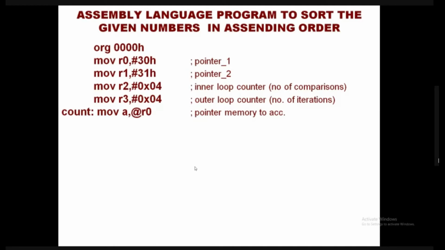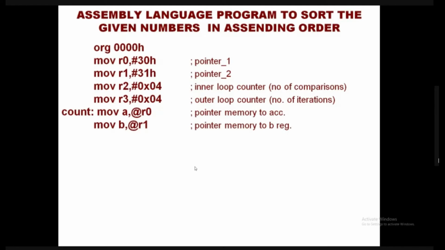First number to be compared has reached the accumulator. Second number to be compared must reach the B register. You see, MOV B comma @R1. Second number to be compared is reaching the B register from the data memory location pointed by R1.